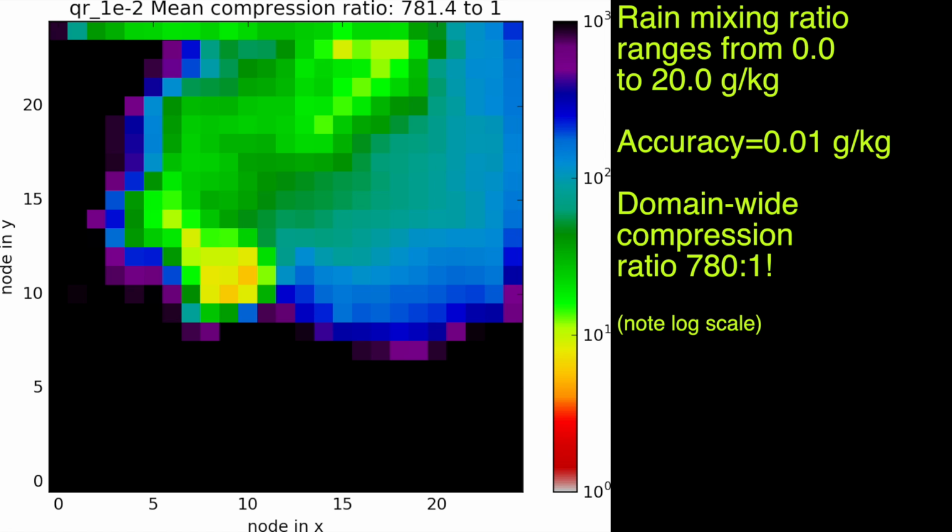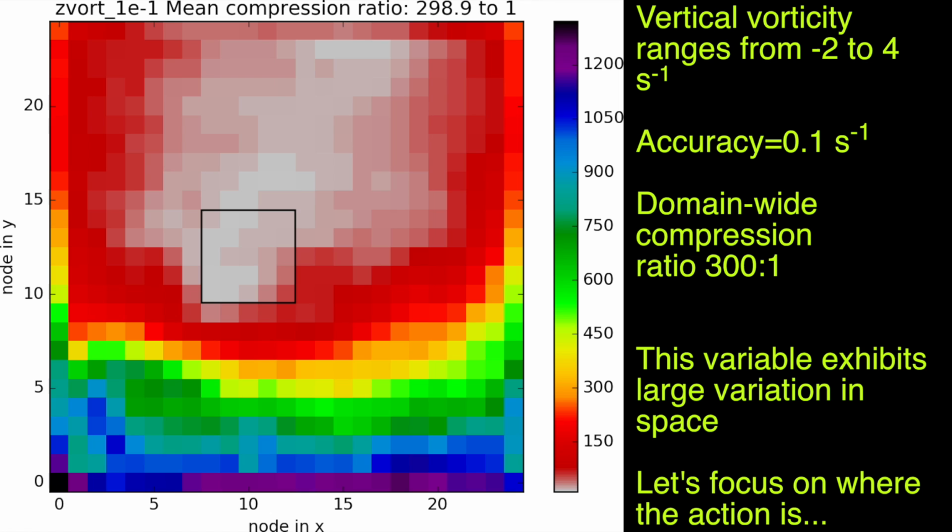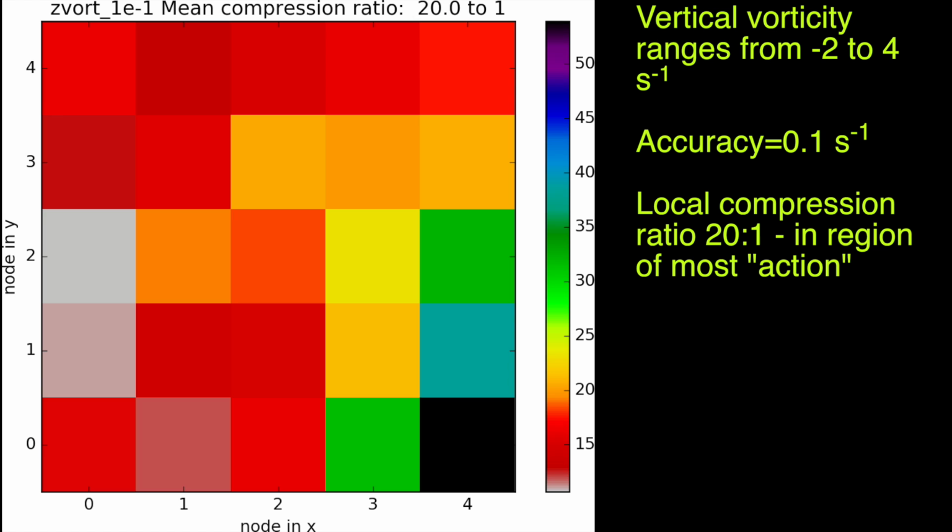And same goes for rain, 780 to 1. Notice the log scale. But let's look a little closer here. So this is the full domain, but since the tornado's over here, let's just look at the compression in this region. Because while this looks really good for vorticity, which has a lot of horizontal variation and hence won't compress as well, notice these pink colors really are down here. So let's zoom in on this region right here. And now we see, and this is like the next image I'll show you, about 20 to 1 in the region where most activity is.